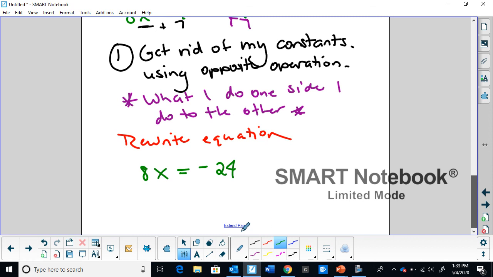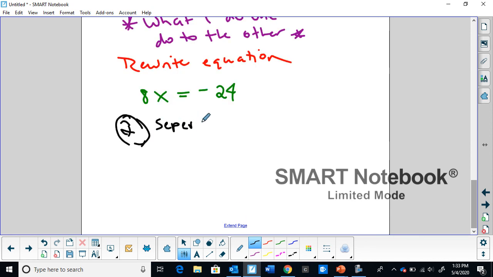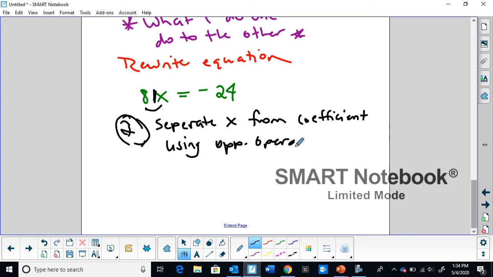Okay. And then here we go again. So now my second step is going to be separate x from the coefficient. Okay, separate that x from the number that it's attached to. Okay, x is attached to 8 right now. They're like Velcro. We got to separate them using opposite operations. The beauty of opposite operations. So when we do that, this is 8 times x. Okay, so this times, what's the opposite operation? Divide. 8 divided by 8 is 1. Great. We got rid of it over here.